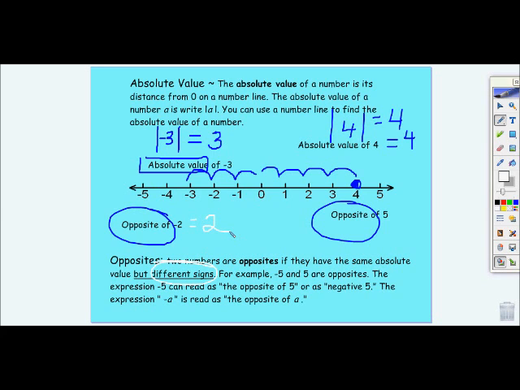The opposite of 5 is 5 jumps from 0 to the right, but to find the opposite, I'm going to do 5 jumps to the left. So opposite is different than absolute value. So the opposite of 5 is going to be negative 5. Okay, now opposite does not have a certain symbol. Absolute value has a symbol to it, the straight bars.